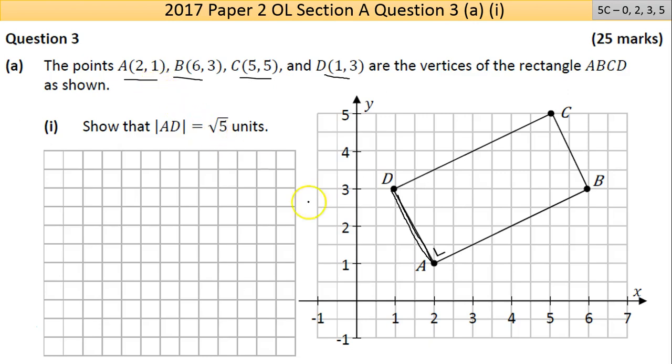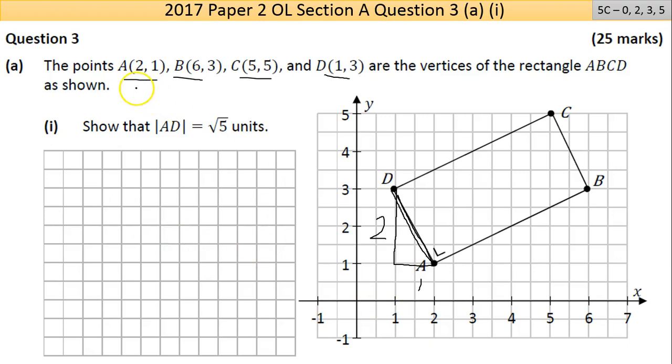You could use Pythagoras' theorem, make your triangle, and see if the square of the hypotenuse, your unknown, equals the square of the other two sides. So square of what? 3 is the first one, so 2 units, and it goes across by 1 unit. That's one way. Okay, you could use the distance formula.